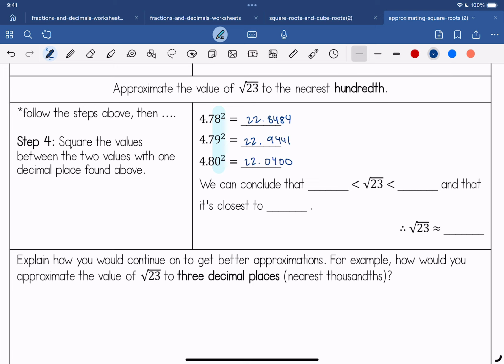4.80 to the power of 2 is 23.0400. So we can conclude that the square root of 23 is greater than 4.79, but it is less than 4.8, and that it's closest to 4.8. Therefore, the square root of 23 is approximately 4.80.